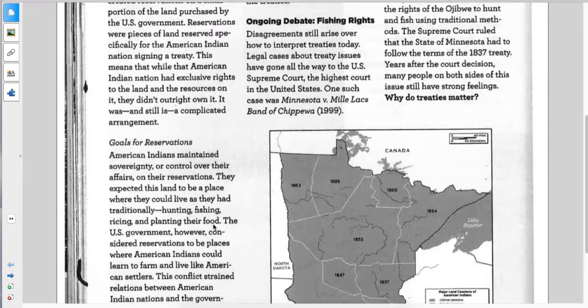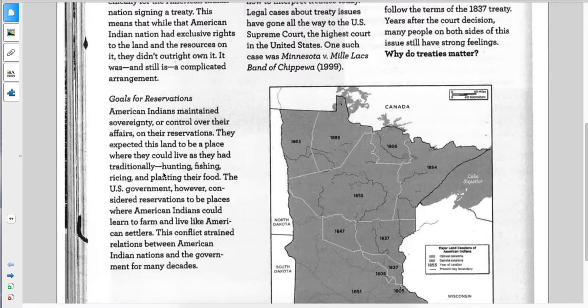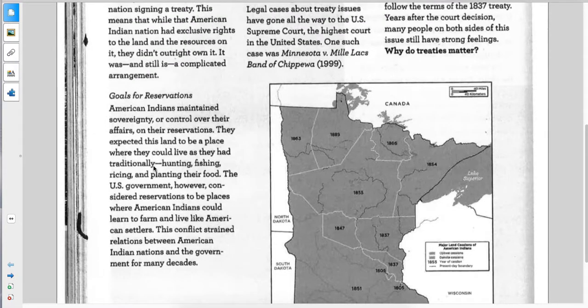So, what strained relationships on these reservations? Well, it was the goals of the reservations. American Indians saw them as places they could live using their traditional way of life, whereas the American government saw reservations as places where Native Americans could learn to live like whites.